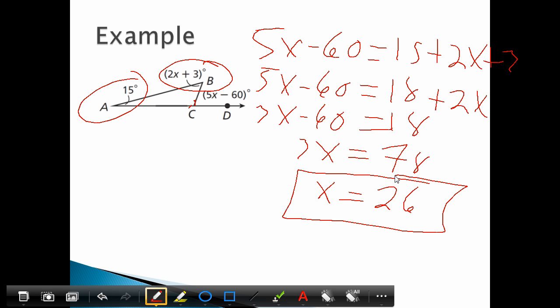Done. If I really wanted to, if I was feeling ambitious or the problem asked me to, I could take that 26 and plug it back in. I'm not going to, though. It didn't actually ask me to do anything. I just assumed it wanted to solve for x.